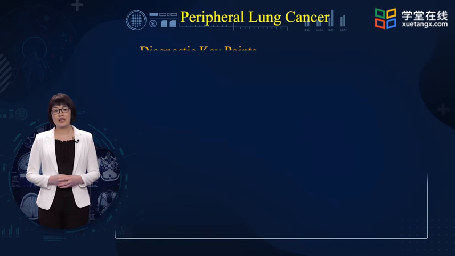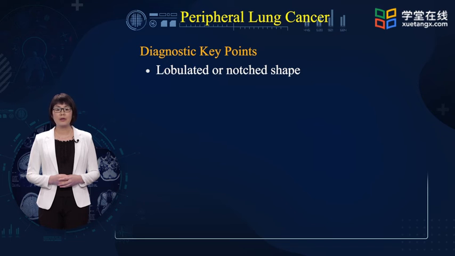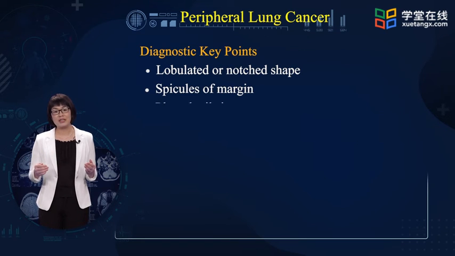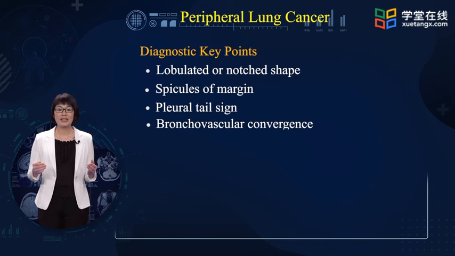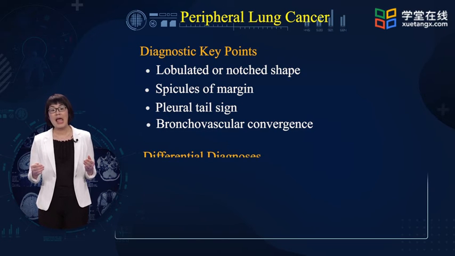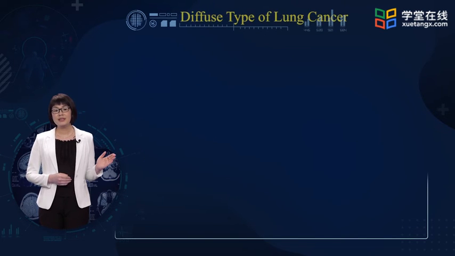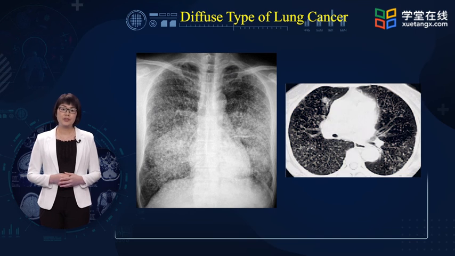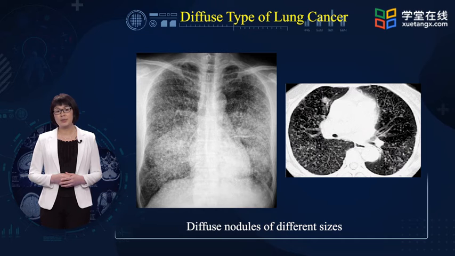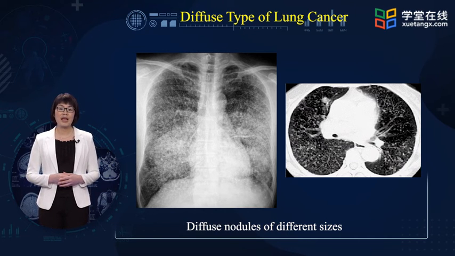To sum up its diagnostic key points, peripheral lung carcinoma mainly appears as a mass with lobulated shape, spiculation, pleural indentation, and bronchovascular convergence. They need to be differentiated from inflammatory pseudotumor, pulmonary hematoma, and tuberculoma. Definitive diagnosis depends on lung biopsy. This is a diffuse type of lung cancer. There are diffuse nodules of different sizes in both lungs. Metastasis and miliary TB can have similar imaging findings. And clinical picture is very important for differential diagnosis.